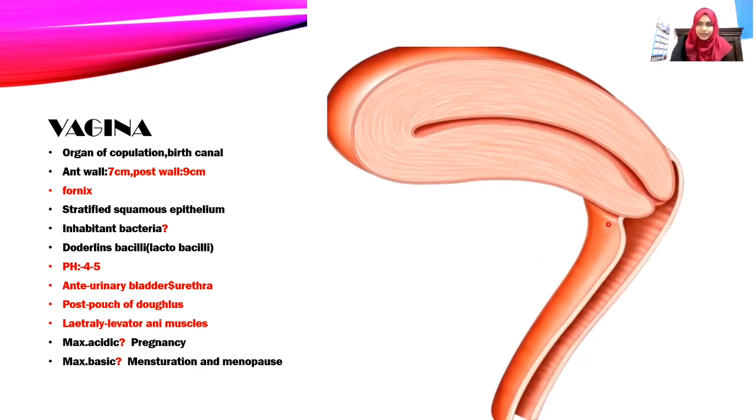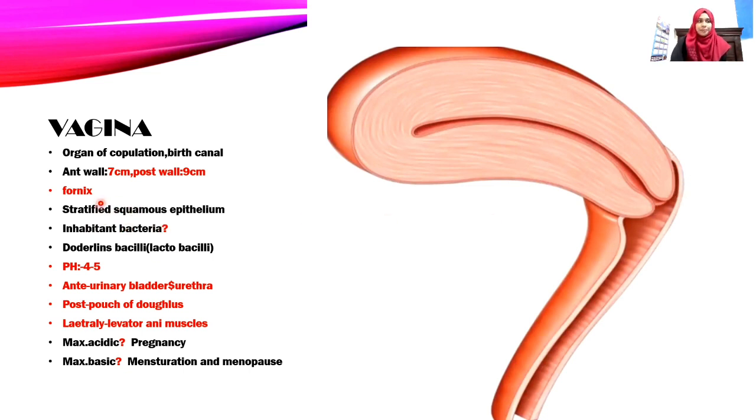The anterior wall is the shortest one and the posterior wall is the longest one. The anterior wall is 7 centimeters and the posterior wall is 9 centimeters. The cervix is protruding into the upper portion of the vagina, and it creates a portion called the fornix. The fornix is divided into the anterior fornix, which is the shallow fornix, and the posterior fornix, which is the deepest fornix. There is also a lateral fornix.